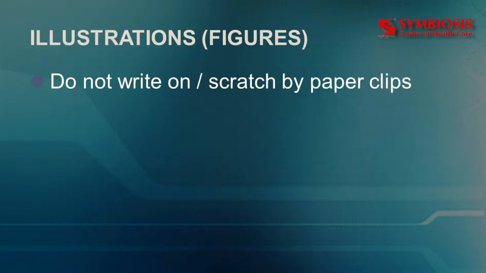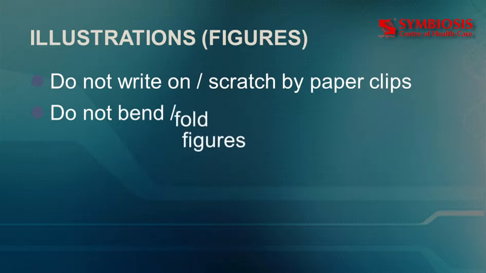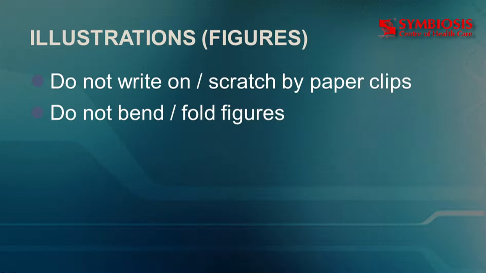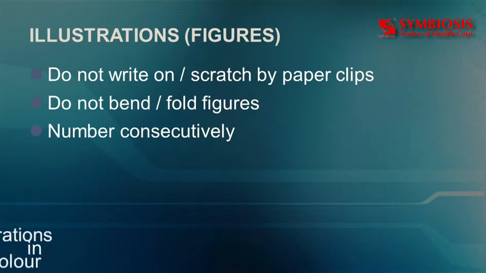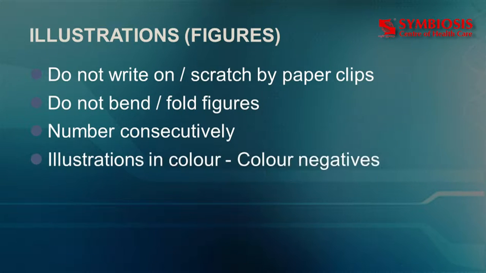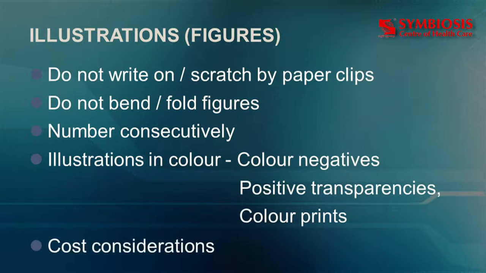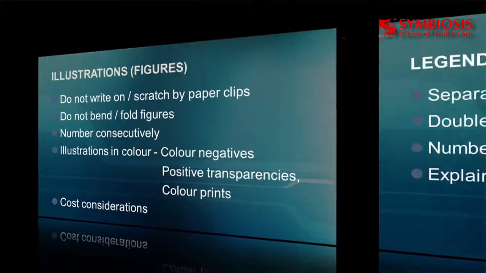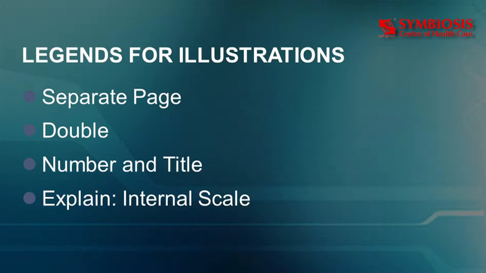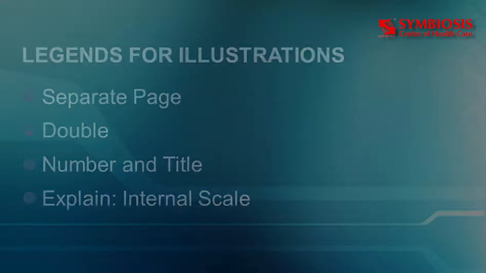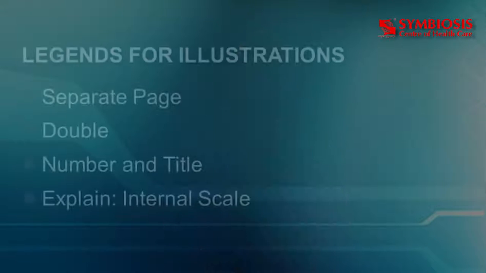Do not bend photographs, suppose you are submitting along with the papers, and nowadays digital photographs are being used. Number them consecutively. Illustrations are critical. Sometimes they ask you to provide color negatives or color prints, and remember the cost considerations when you use illustrations. You have to also provide legends for illustrations, using a separate page for the legends. You have to also see that double spacing is used, number and title is clarified, and explain sometimes the internal scale if you have used one.